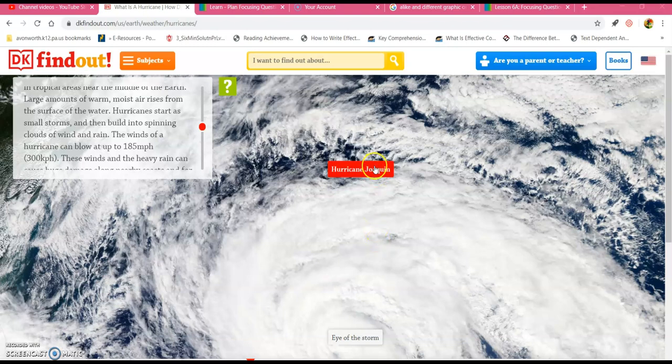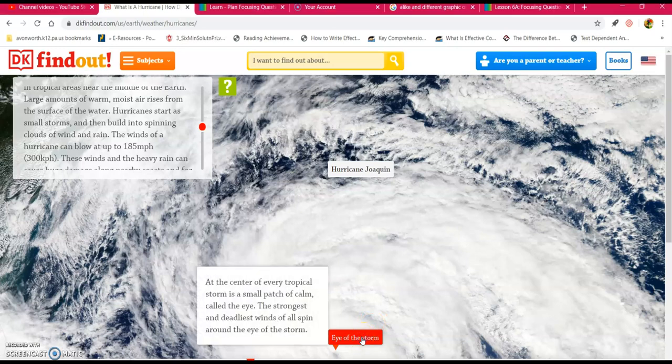All right, I'm going to look at my other headings here. I have Hurricane Joaquin, and that's what this image is. And then I'm going to look down here at eye of the storm. That looks interesting to me. So I'm going to look at that label to see if I can find some more information about wind.